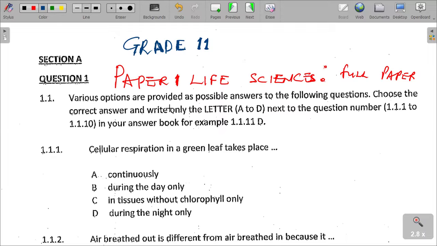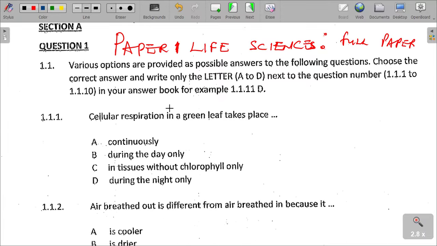First question, section A. We are given various options to choose from, and then choose the correct answer and write only the letter next to the question number. Please follow the instructions per question. Do not make any mistake. We are given an example, in this case 1.1.11, which shows you just write the question number and then the letter that is correct for that question. Please make sure that you don't make mistakes as you go per question.